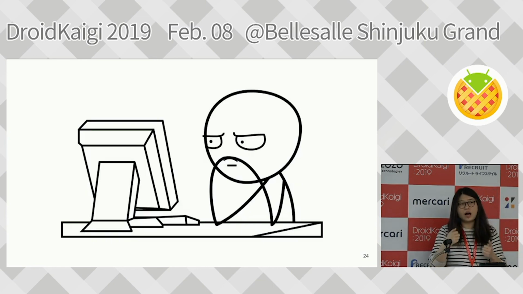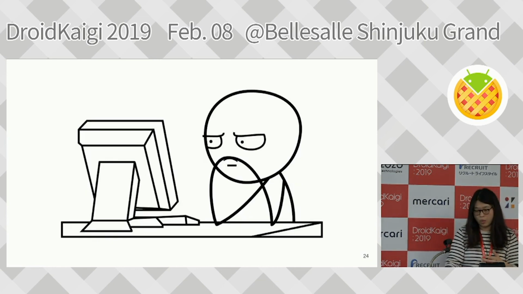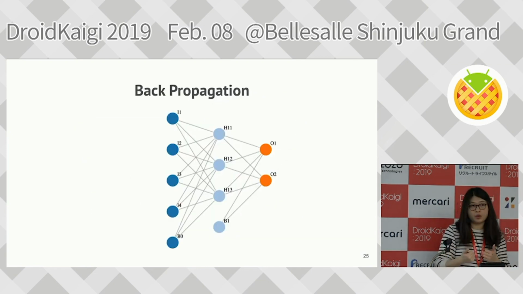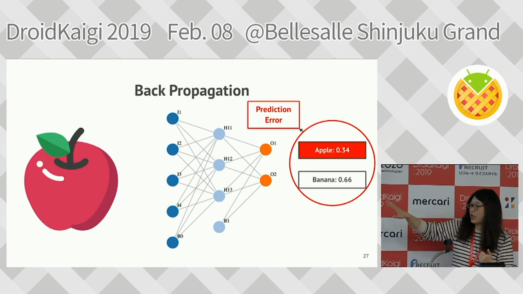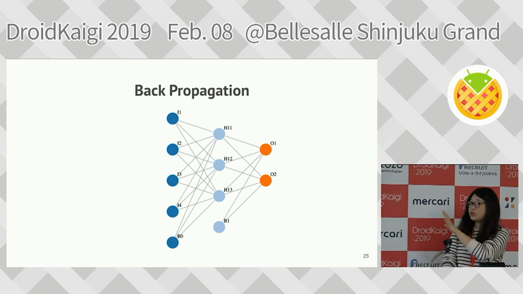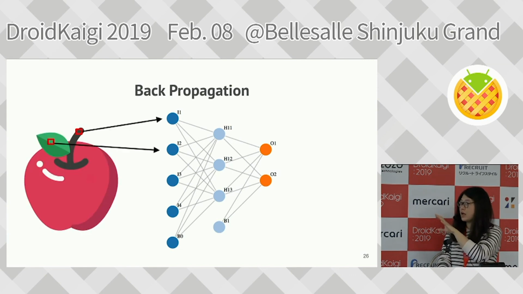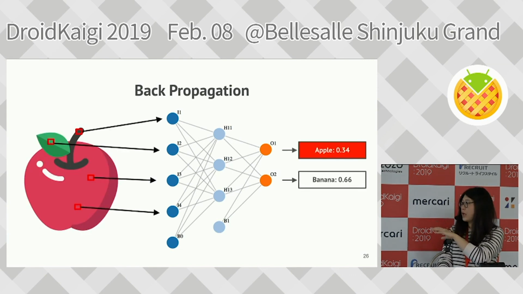But how do we actually get a trained neural network which works the way we want? We train our neural network with backpropagation. What does that mean? I normally initialize a neural network with random weights, which means the weights are not very correct. At this time, if I give it an image, it will probably not be able to predict it well. It would say, oh, it's only like 34% apple.